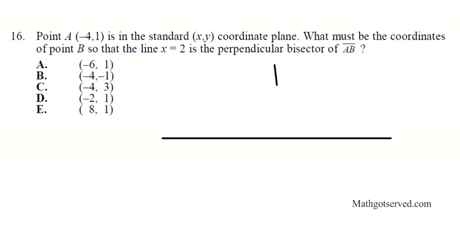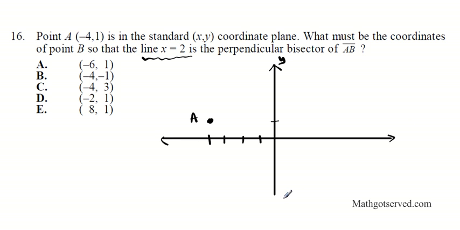So I'm going to attempt to draw point negative 4, 1 first, point A. So point A is negative 4, 1, so we're going to go 1, 2, 3, 4. So that's negative 4, and then we go up 1. Negative 4, 1, this is point A. Okay? Alright. We also know that the line x equals 2 is a perpendicular bisector. So where on earth is the line x equals 2?